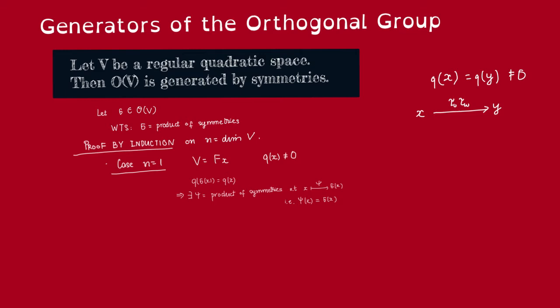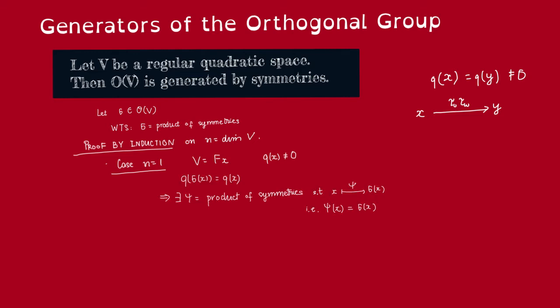Then in that case, observe that if this sigma is an isometry, then by definition of isometry, sigma x and x must have the same norm. So by the proposition we proved in the previous video, there must be a product of symmetries mapping x to sigma x. Thus, sigma x is equal to psi x, where psi is a product of symmetries. But then this means that sigma must be equal to psi because the vector space V is spanned by x. So the image of x determines the image of every vector. So we are done because now sigma is equal to psi, which is a product of symmetries.